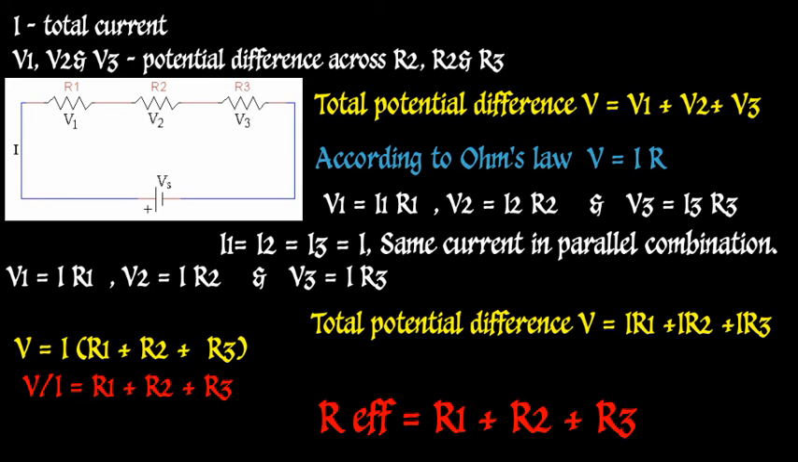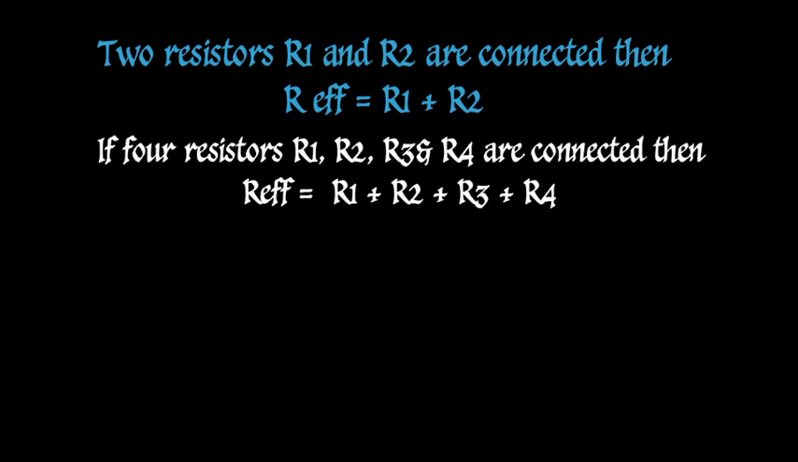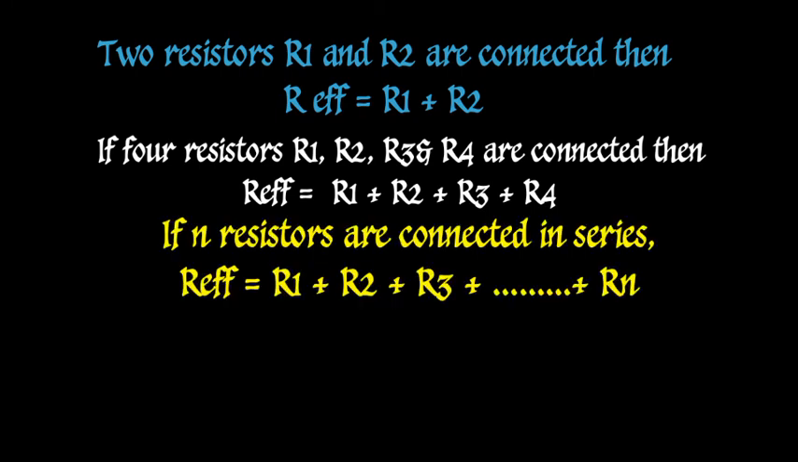When a number of resistors are connected in series, the effective resistance of the circuit becomes the sum of the individual resistances, that is, R effective equal to R1 plus R2 plus R3. If only two resistors are connected, then R effective equal to R1 plus R2. If four resistors are connected, then R effective equal to R1 plus R2 plus R3 plus R4. The same equation can be extended up to n number of resistors: R effective equal to R1 plus R2 plus R3 plus and so on up to Rn.